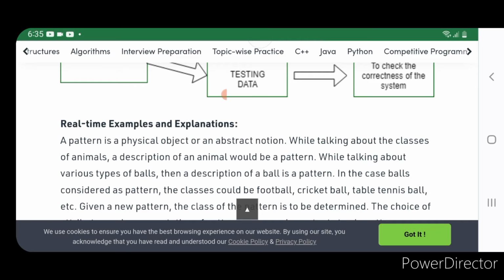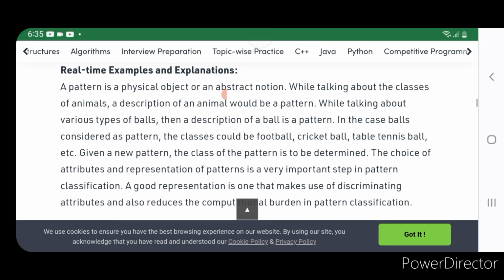A pattern is a physical object or an abstract notion. While talking about the classes of animals, a description of an animal would be a pattern. While talking about various types of balls, a description of a ball is a pattern. In this case, balls are considered as patterns. The classes could be football, cricket ball, table tennis ball. It is given a new pattern. The class of the pattern is to be determined.